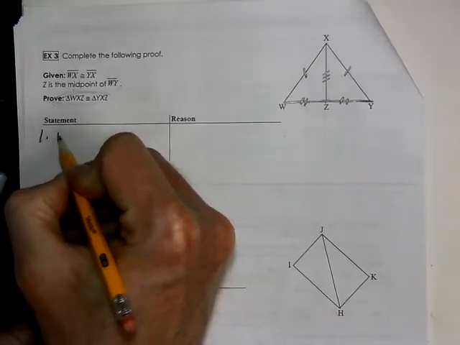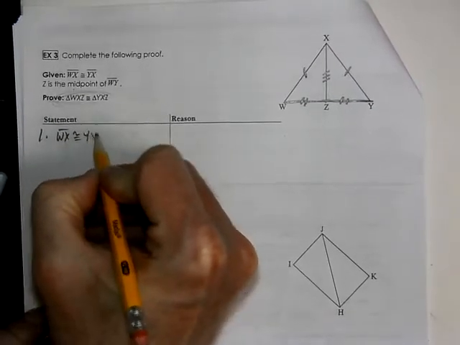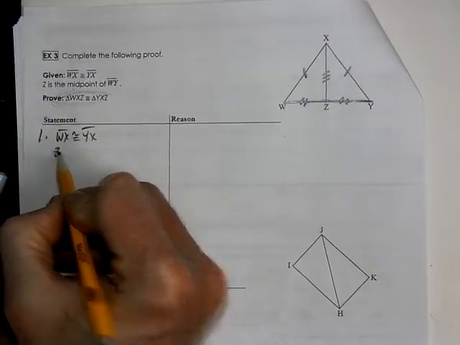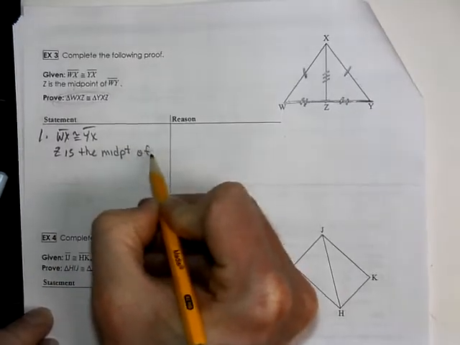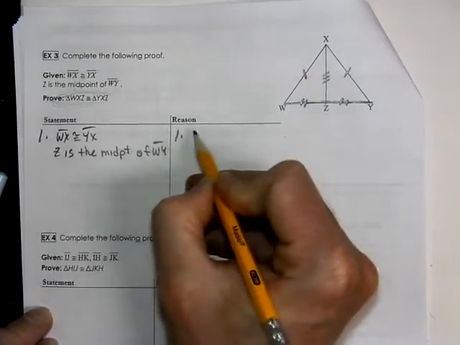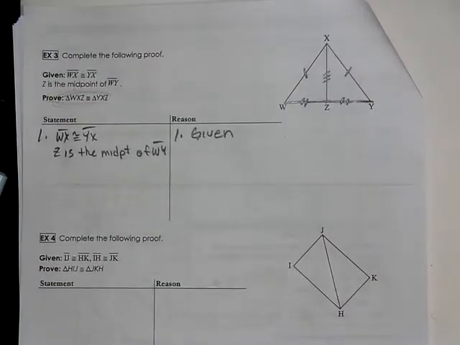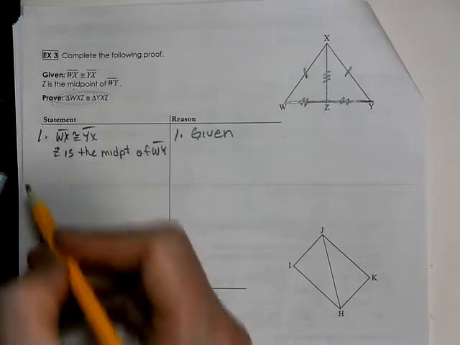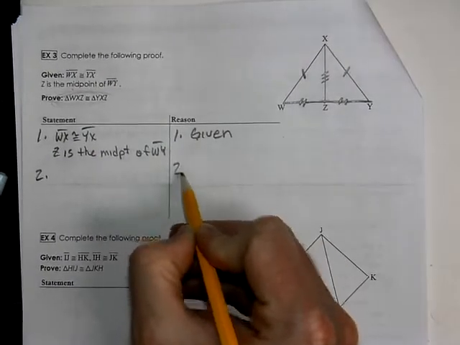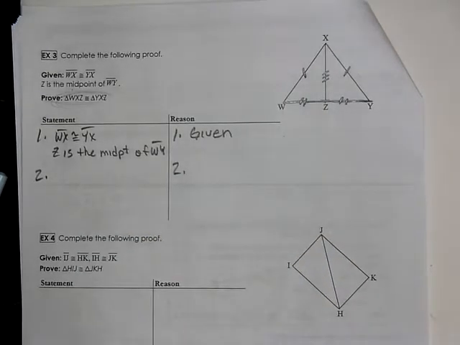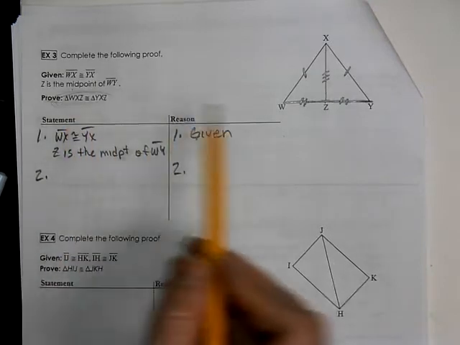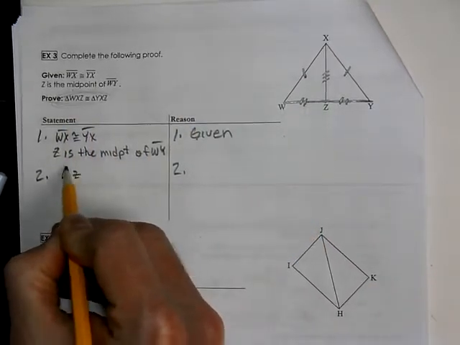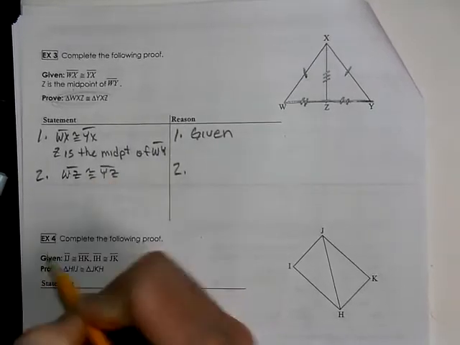So in our proof, we say that WX is congruent to YX. We also say that Z is the midpoint of WY. That is our given information, and we drew that on our picture already. What does the midpoint tell us? What were we able to say because of the midpoint? It wasn't exactly what the given told us. It was all about that midpoint. The midpoint told us that we had WZ congruent to YZ.